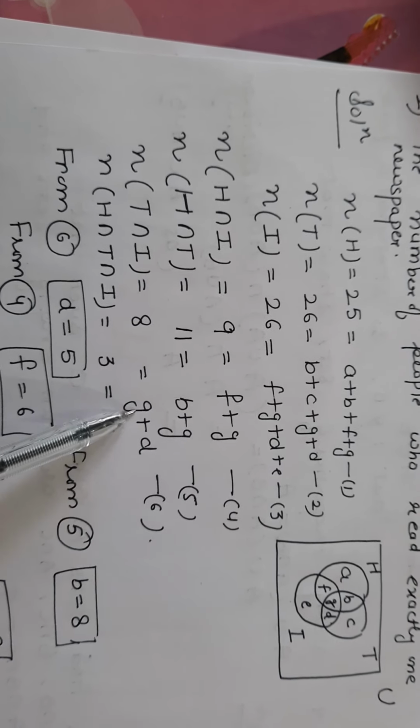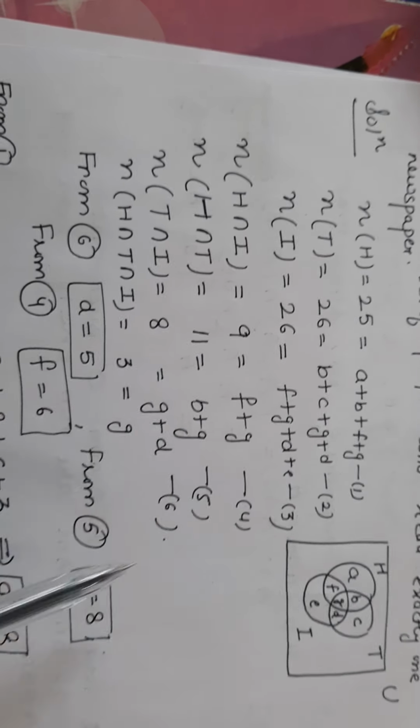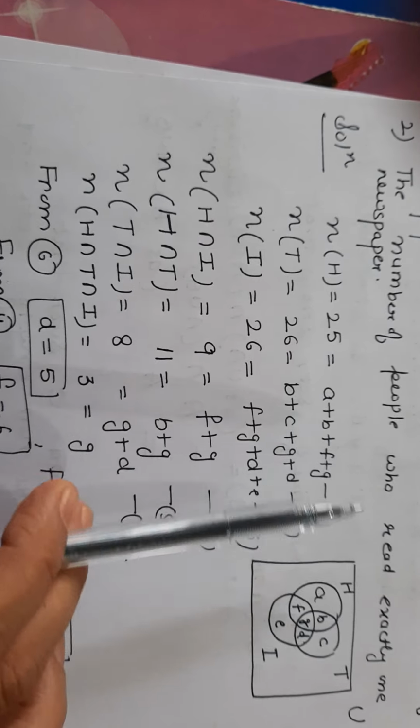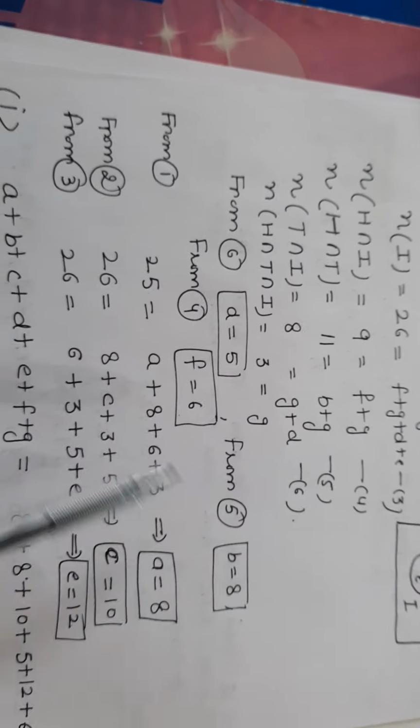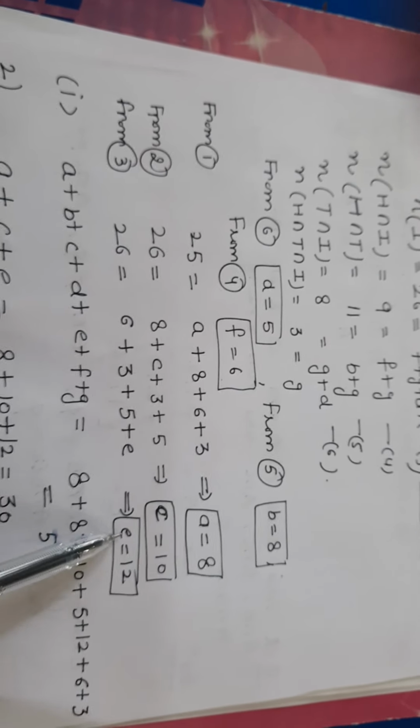From this equation, put G equal to 3, so D will be 5. From here G is 3, that means B is 8. In the same way here F is 6. Put all these values in equation 1, 2 and 3. From here you can evaluate your A is 8, C is 10, E is 12.